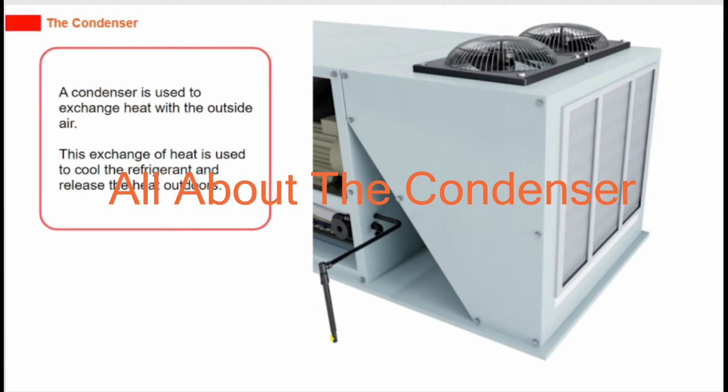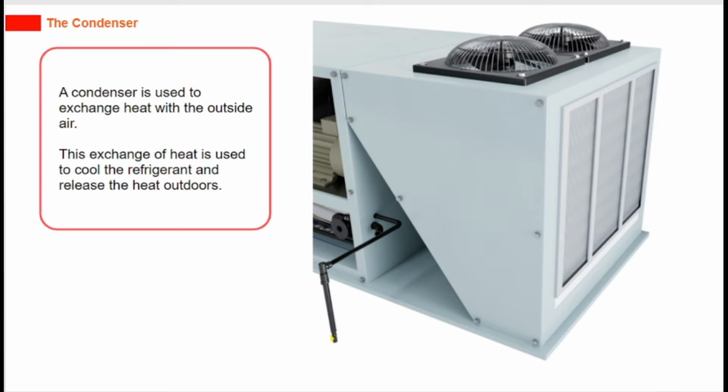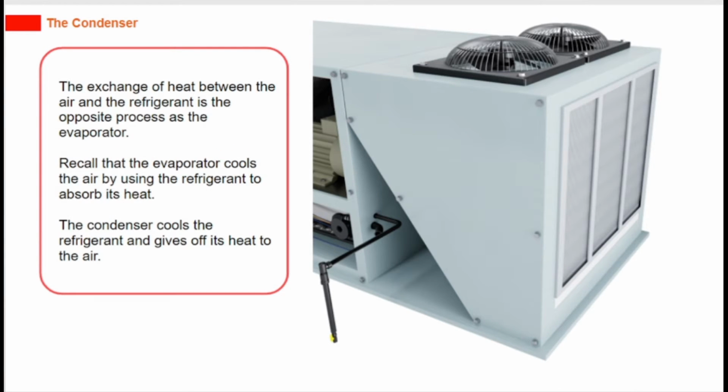A condenser is used to exchange heat with the outside air. This exchange of heat is used to cool the refrigerant and release the heat outdoors. The exchange of heat between the air and the refrigerant is the opposite process as the evaporator. Recall that the evaporator cools the air by using the refrigerant to absorb its heat. The condenser cools the refrigerant and gives off its heat to the air.